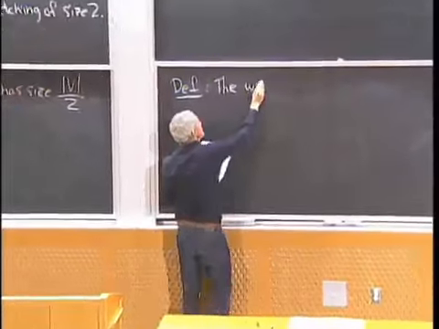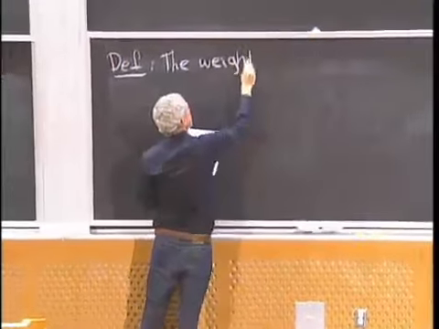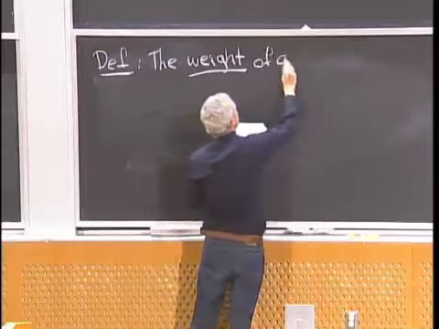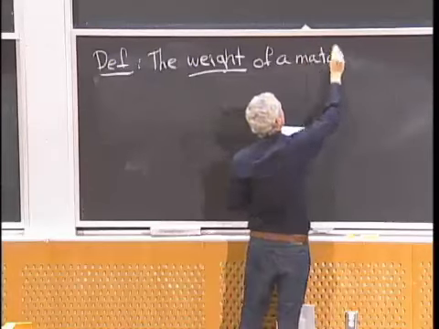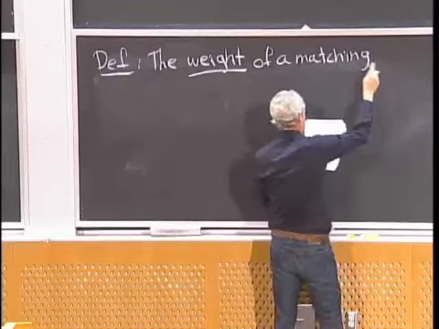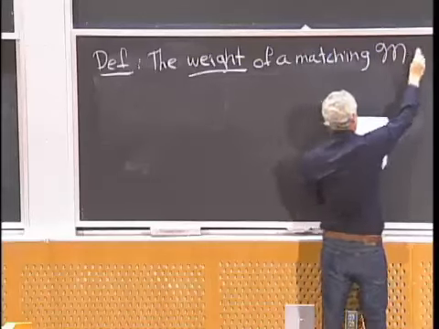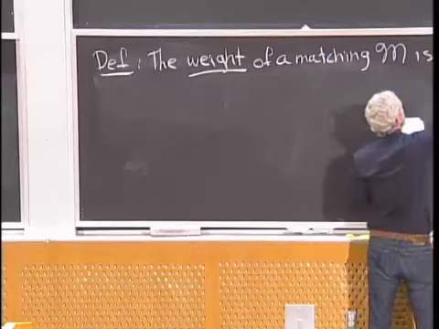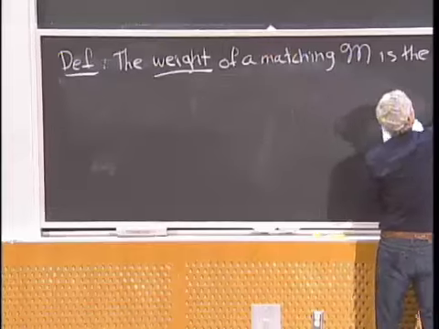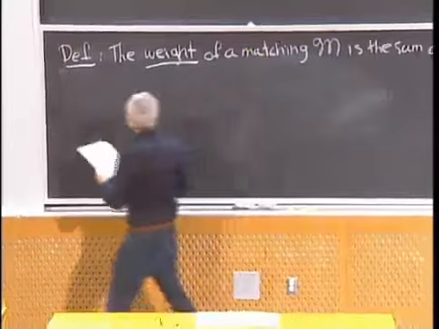Now, the weight of a matching, call it M, is the sum of the weights on the edges of M.